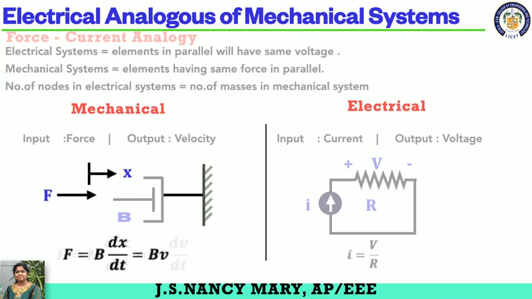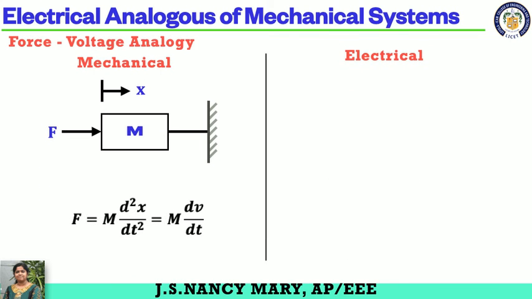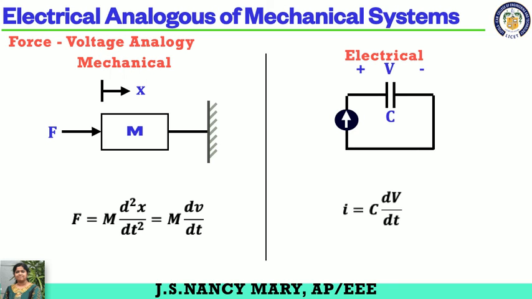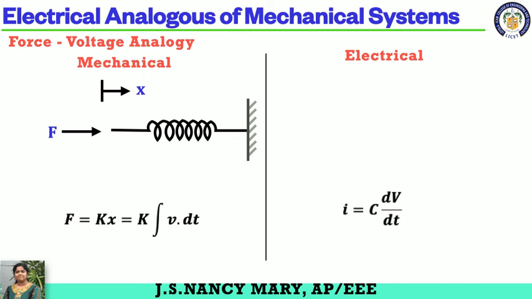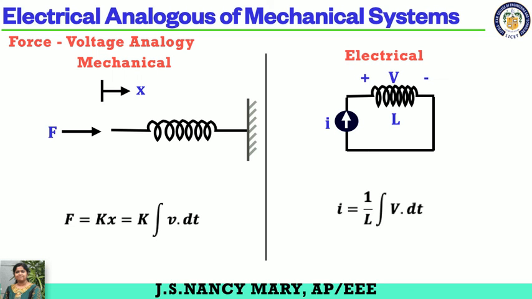The next element will be the mass. So instead of F, I have to write the current. Instead of dv by dt, I have to write d by dt of the voltage. So the corresponding element, you could have guessed, is nothing but your capacitance C. The next element will be elasticity. So the elasticity will be F is equal to K into X, which is nothing but integral of V into dt. So the corresponding element will be 1 by L integral of V into dt. So the corresponding element is 1 by L, which is your inductance.